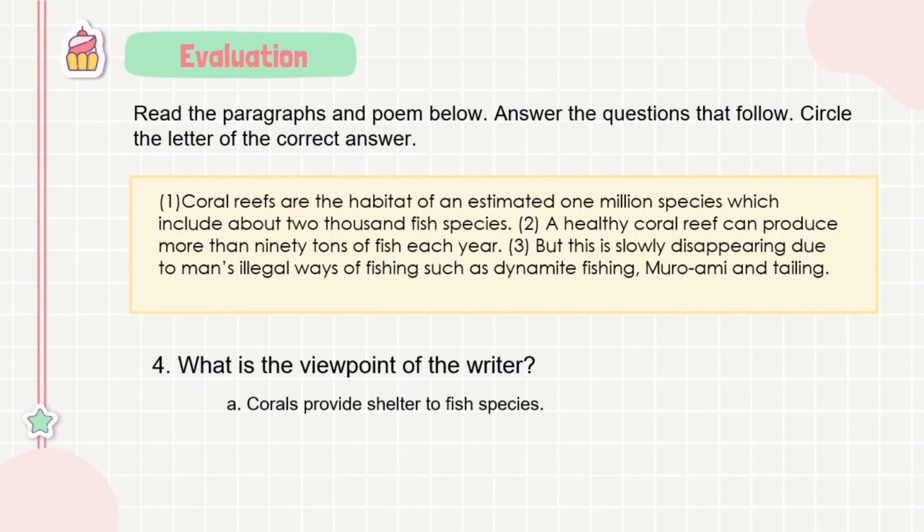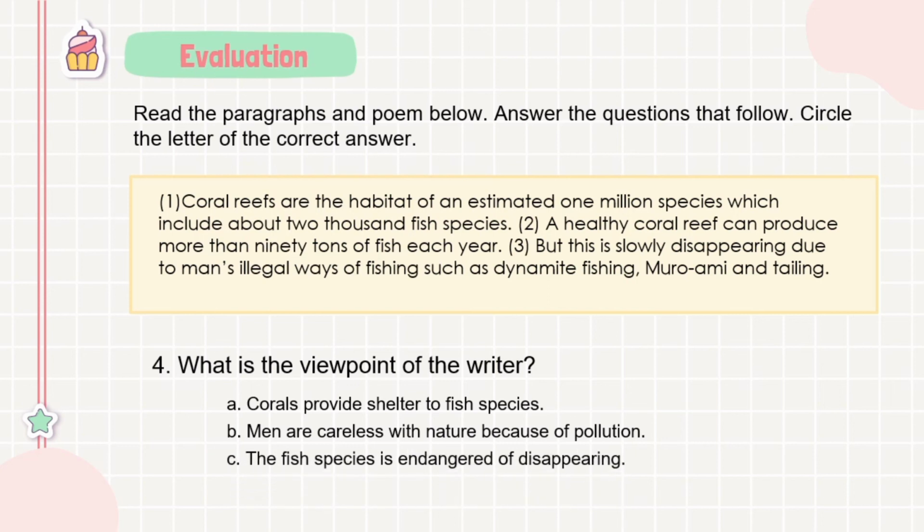Is it A, corals provide shelter to fish species? B, men are careless with nature because of pollution? Letter C, the fish species is endangered of disappearing. How about the last one?